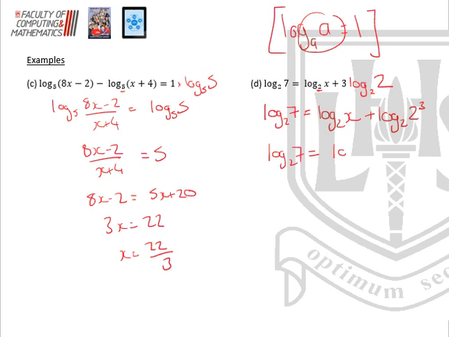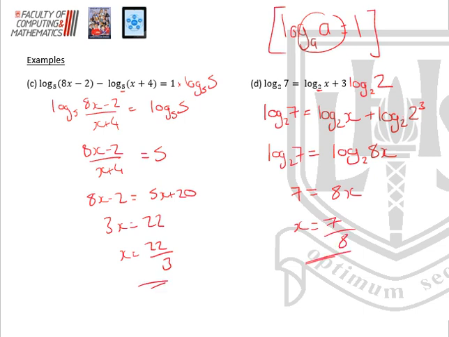The next thing we can do is add these two together, so it'll be log x to the base 2 times 8. I'm just going to change that up a little bit. So log to the base 2 of 8 times x, so just of 8x. And then your single log cancels, 8x equals 7, so x equals 7 over 8.